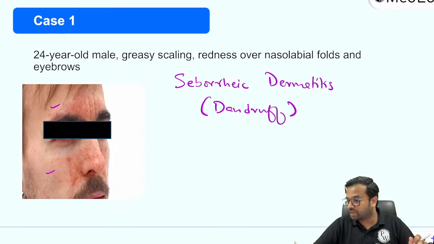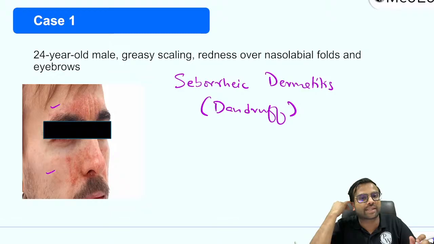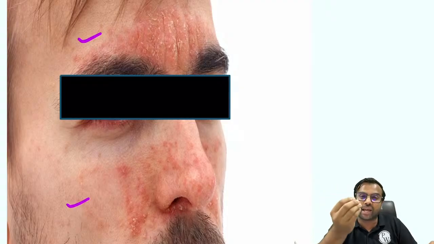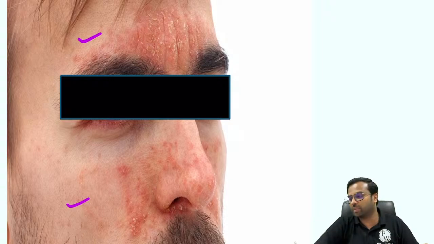Yes, by definition, we always feel that those whitish flakes that you see over the scalp are white, but when we see it over the face, you would be able to see a yellowish greasy flaking. That is exactly how all the dermatology textbooks describe seborrheic dermatitis.